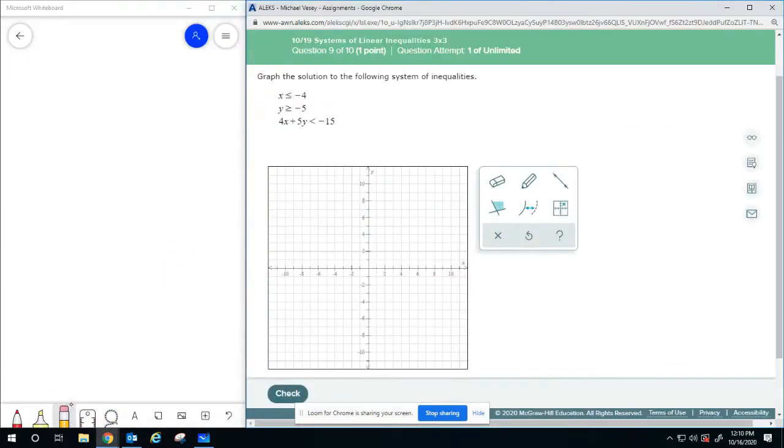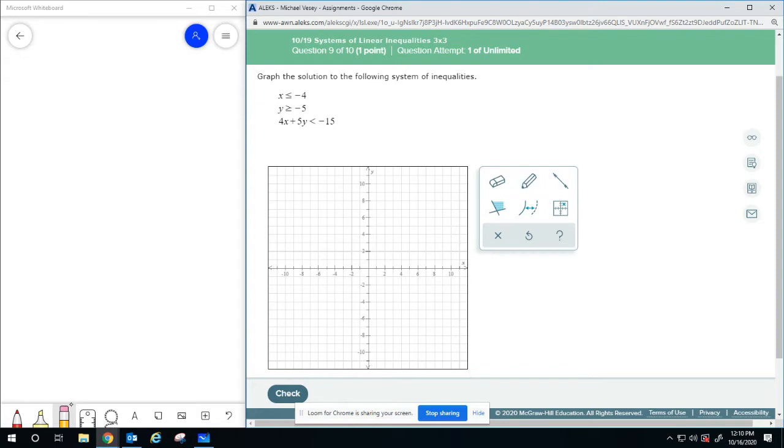Graph the solution to the following system of inequalities. x is less than or equal to -4, y is greater than or equal to -5, and 4x + 5y has to be less than -15.